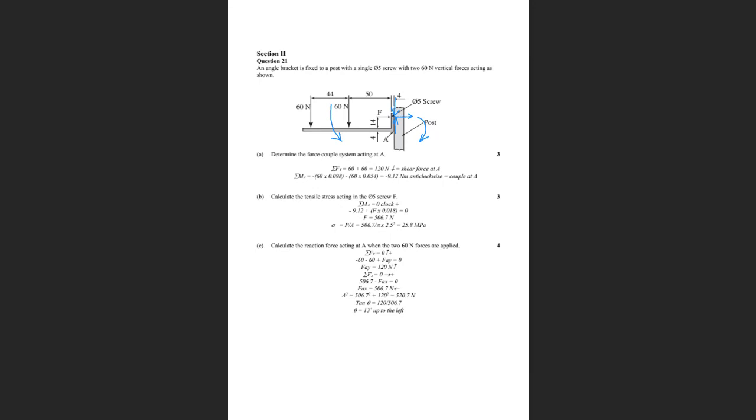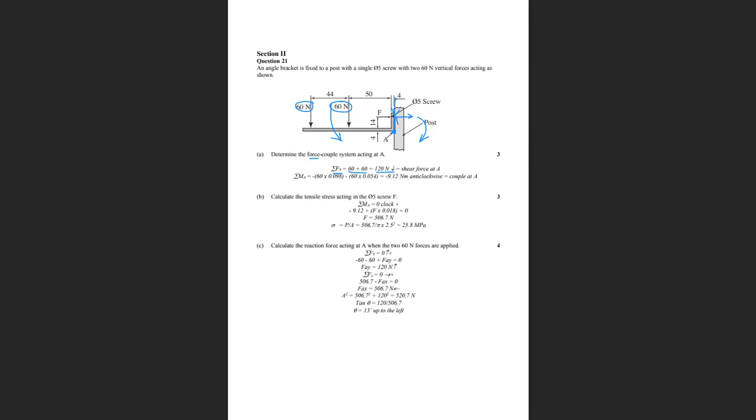So you say here, the sum of the forces in the y direction is equal to 60 plus 60, which is 120, and you show that it's acting down. So that's the shear force. So we've found the force. Now we've got to find the couple system. Now the couple system of these two 60 Newton forces is trying to rotate the bracket about point A there. That's called engineering acumen. You've got to know where the bracket is going to rotate about.